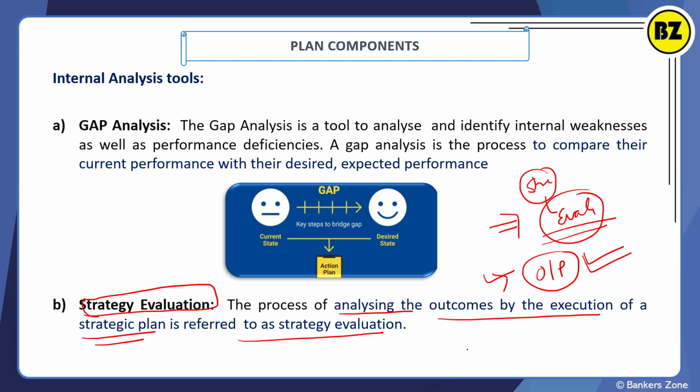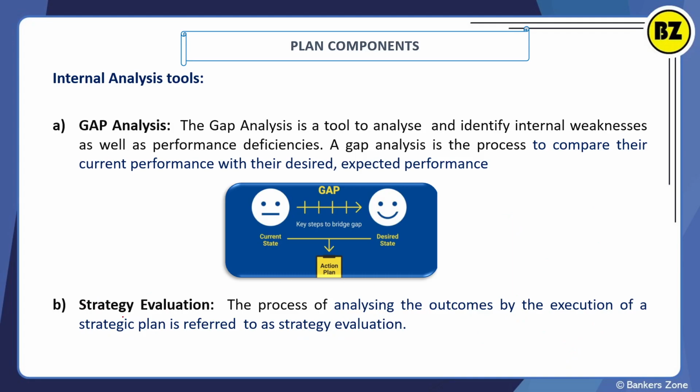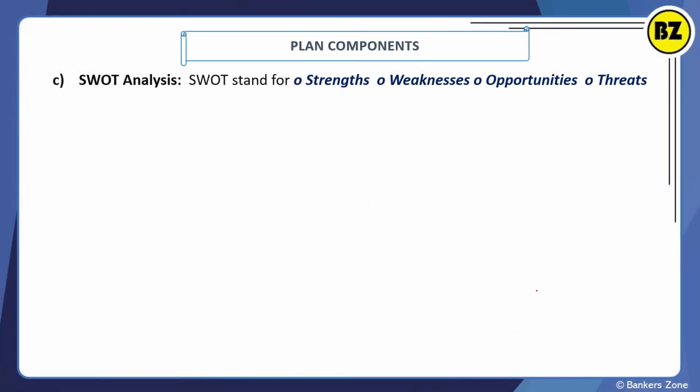For example, say you have a target, you have a strategy to pass the CAIIB exam, right? For that you are studying daily 2 hours. Okay, and if you pass the CAIIB by studying 2 hours daily, then you can guide your colleagues that the strategy is what? The 2 hours daily for the CAIIB. So it is simple, right? So strategy evaluation means the process of analyzing the outcome by execution of the strategic plan is nothing but the strategy evaluation, right?